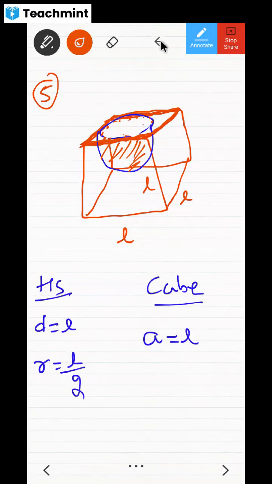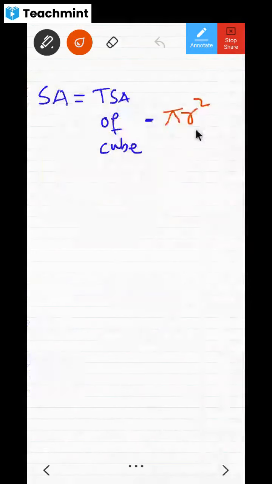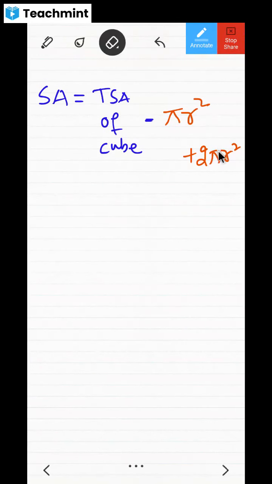Okay, if you are not getting it, I'll come into the video and I will explain it to you. Have some patience. So I'm going to add that, and then I will say it is plus 2 pi r square. Why plus 2 pi r square? Because the curved surface area of this hemisphere is 2 pi r square. Understood?